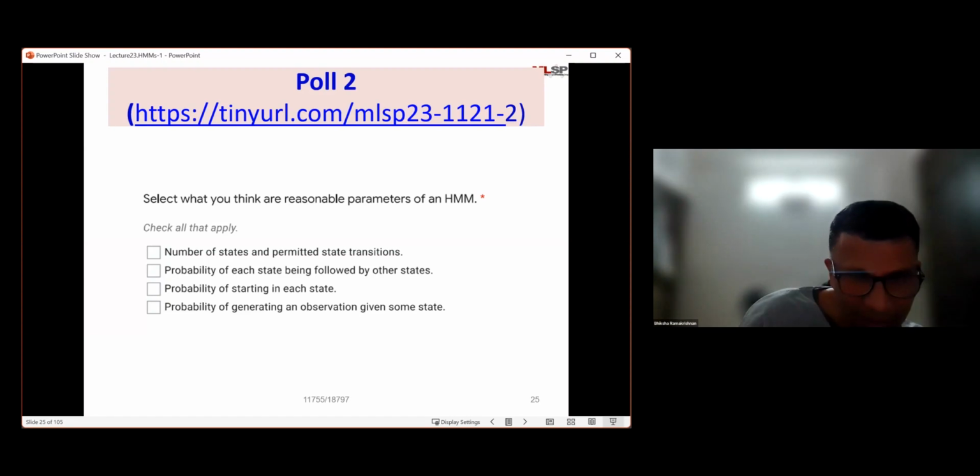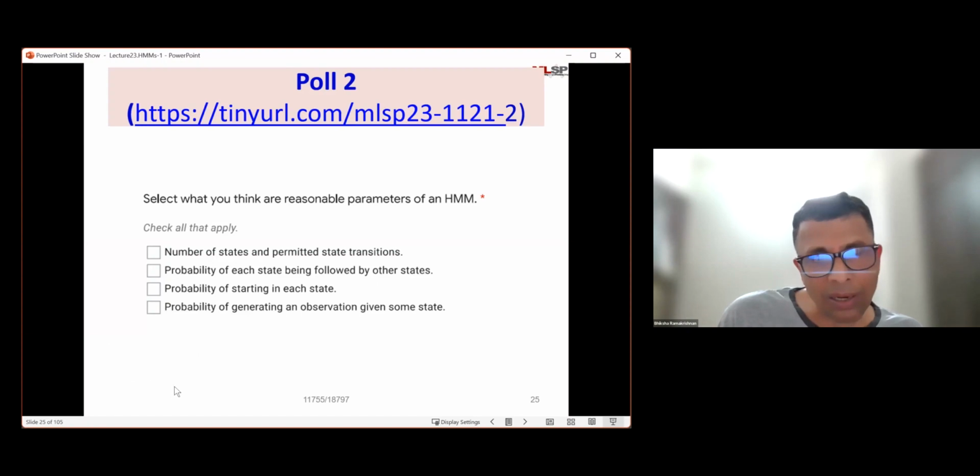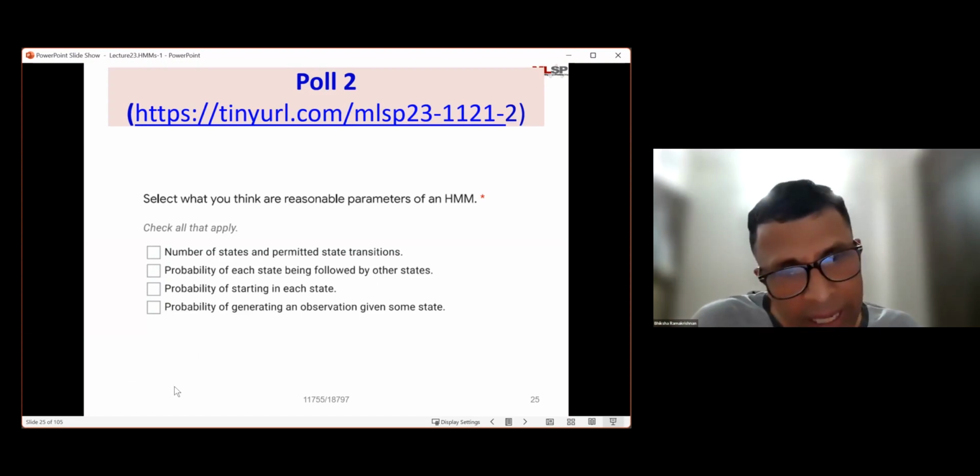Okay. This should be easy, guys. Can you tell me which of these do you think are the various parameters that define an HMM?